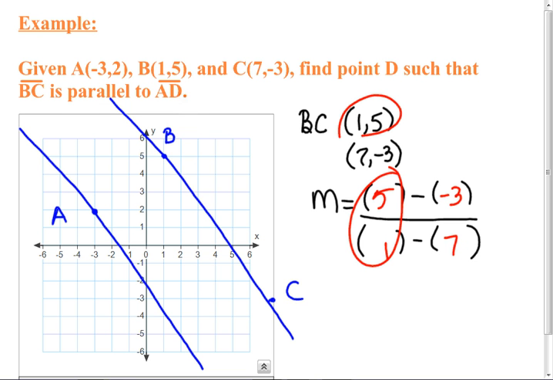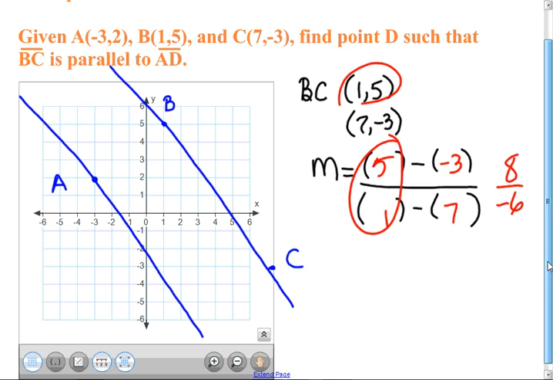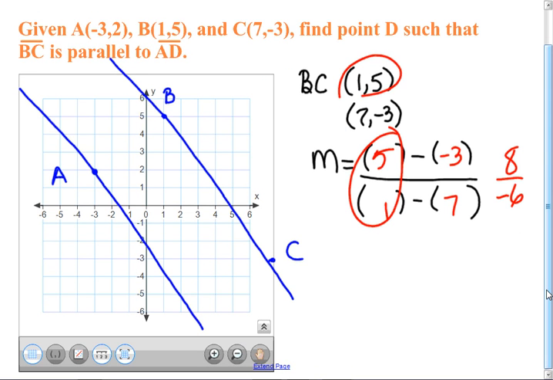Did I do the right points? 5 BC, right? It's 8. It's -8. No, it's 8. Oh, I don't know. Oh, it's 8 over -6. Okay, obviously it's a negative slope. Look at the picture. What does that reduce to? You guys know how to reduce that?